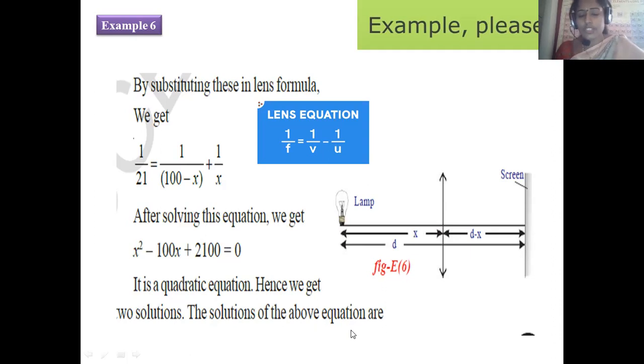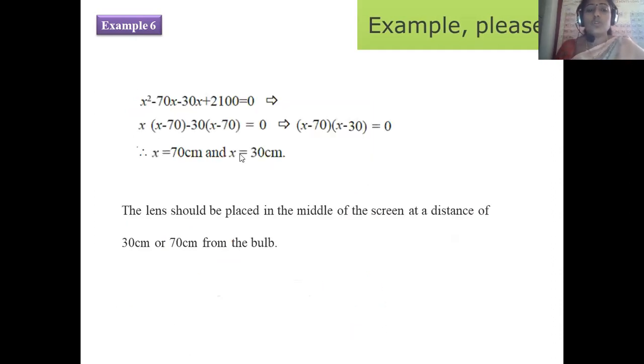Now we are going to find the two solutions of the above equation. How will we get two solutions? Let us see. The equation can be elaborated as x square minus 70x minus 30x plus 2100 is equal to 0. So from this, you can take x as a common term, and x minus 70 will be left.